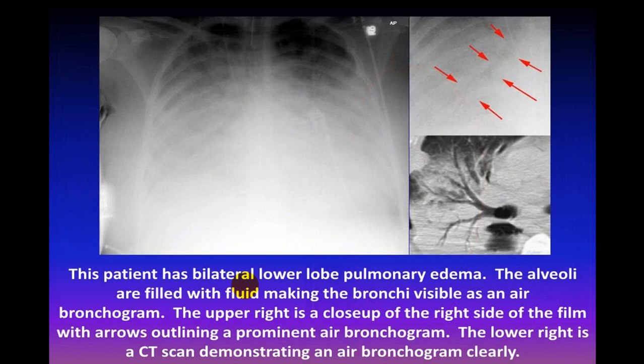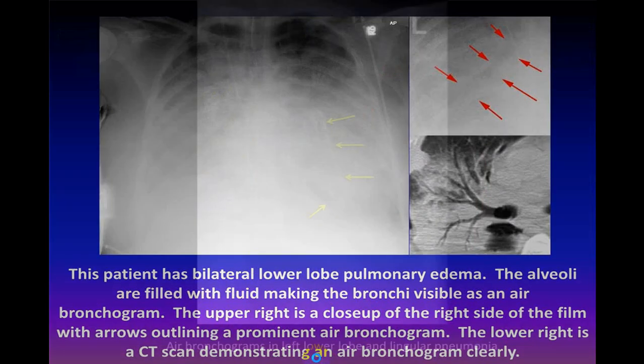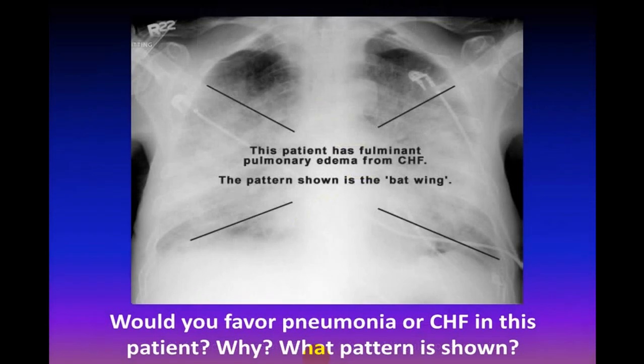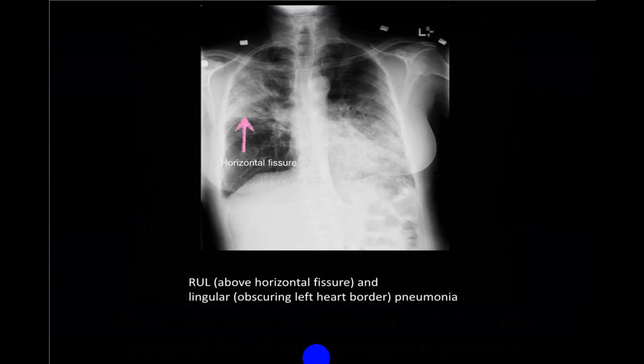In certain slides, explanation is given. Say here the air bronchogram is seen clearly. You can see an air bronchogram. So this has to be a consolidation. It is a bilateral consolidation. So try to go through all those things. This is the air bronchogram. Now go through this all. This is what we call a bat wing appearance in congestive heart failure.